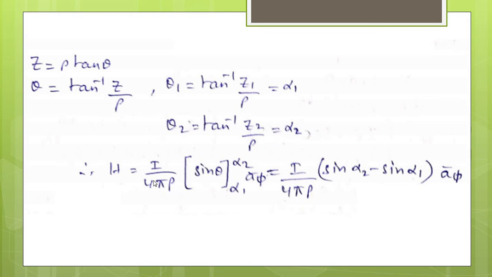So therefore H is equal to I by 4 pi rho into sin theta between the limits alpha 1 to alpha 2 into a phi. So this is also equal to I by 4 pi rho into sine of alpha 2 minus sine of alpha 1 into a phi. So this is the final equation for the magnetic field intensity due to a current carrying conductor which is of finite length. So that's it. Thank you.